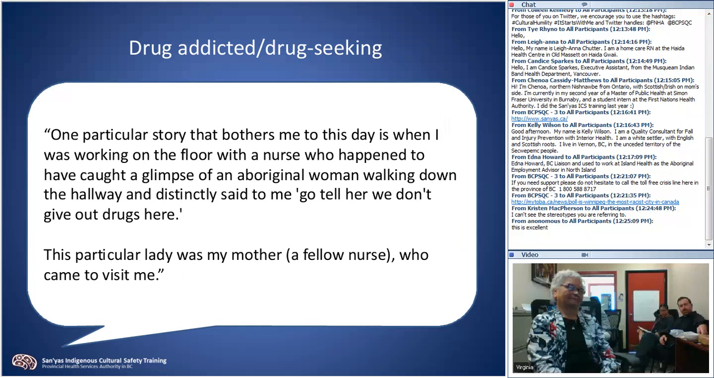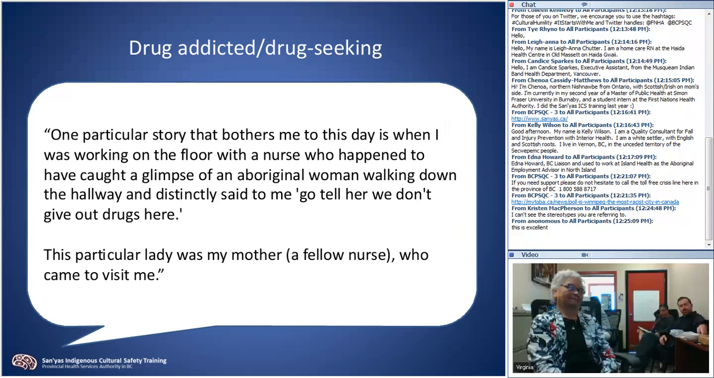The next one, drug addicted or drug seeking. This is another very common stereotype that's potentially extremely harmful, the stereotype around addiction. This example is offensive. However, we've seen the stereotype cause harm and very serious injury, and as mentioned, it plays out in all kinds of ways throughout the health system.